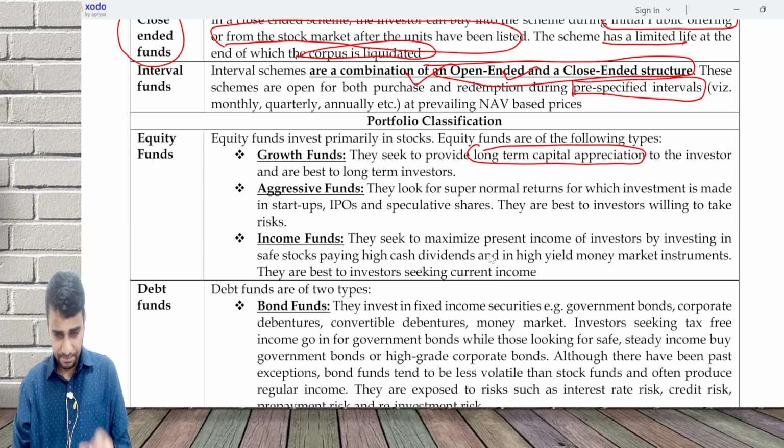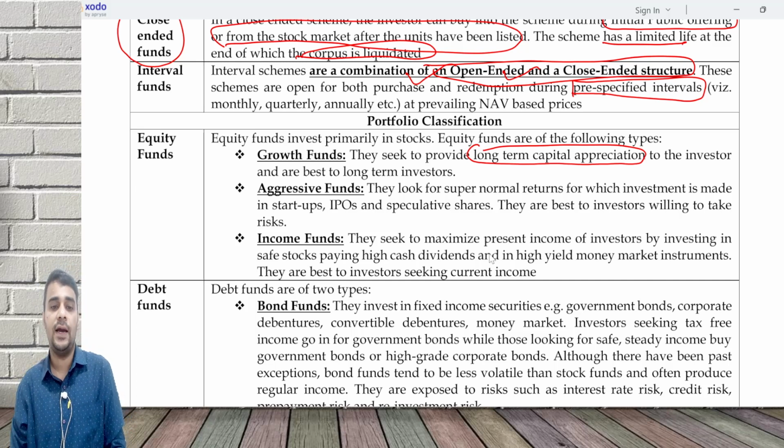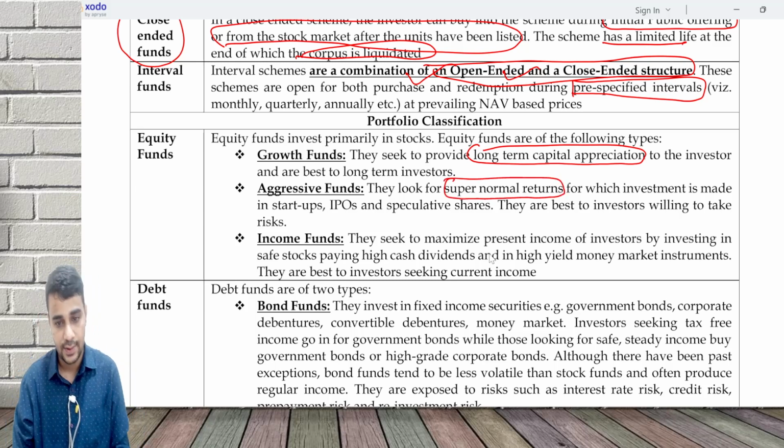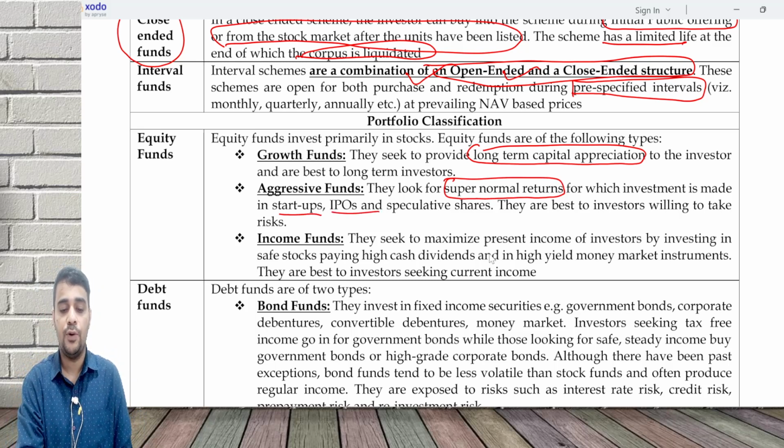Aggressive funds, the name itself explains, they are extremely risky kind of mutual fund. They are looking to give super normal returns. Super normal return is very high returns. Obviously, they will also carry very high risk because they want to make investment in startups, IPOs, speculative shares.